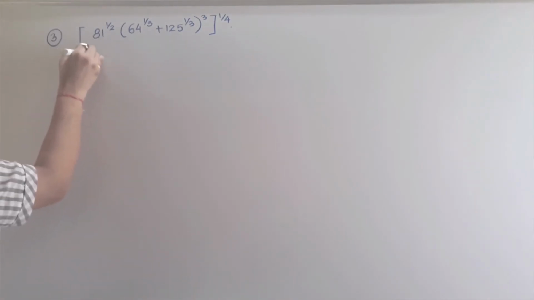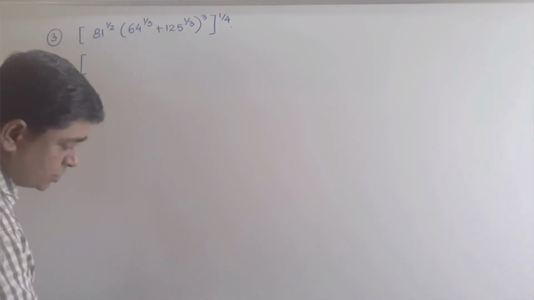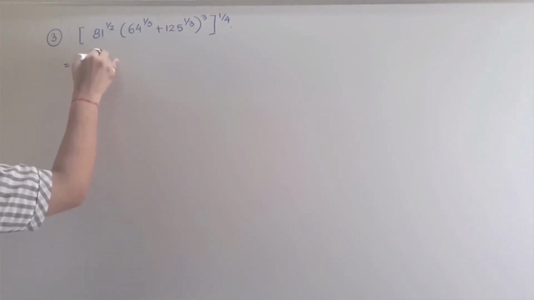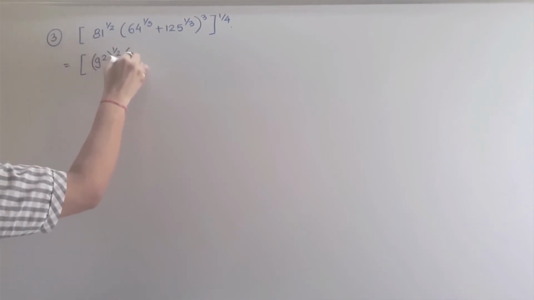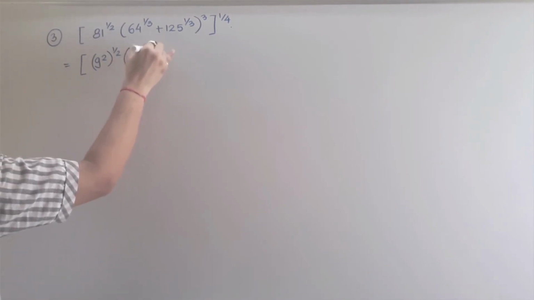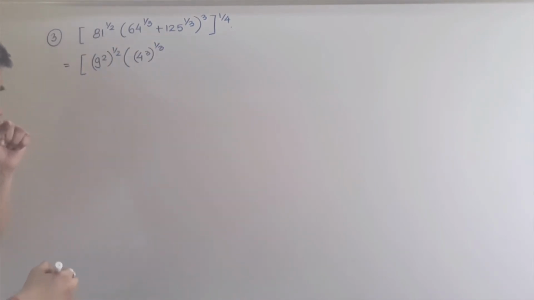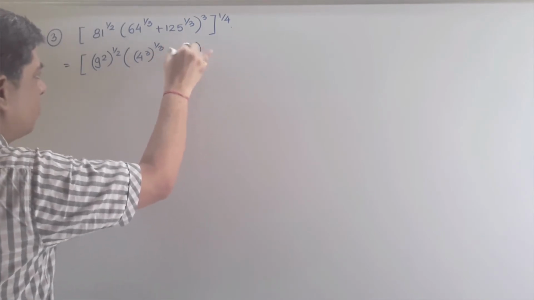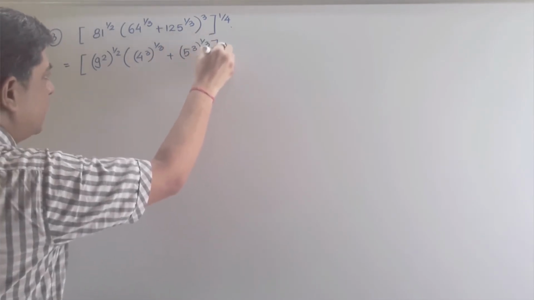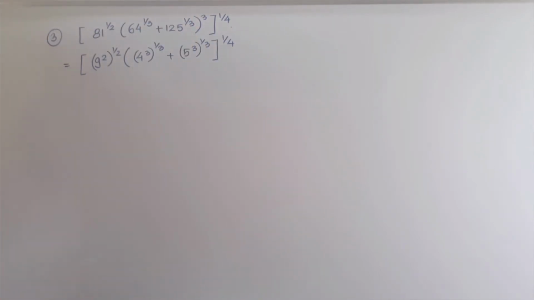First of all, I am writing here, once we can check the question, yes. So 9 to the power 2 whole power 1 by 2 in the bracket, this one I wrote 4 to the power 3 whole power 1 by 3 plus 5 to the power 3 whole power 1 upon 3, okay, and this 1 upon 4 power will be as it is. I just wrote them in the form of prime factors as per the requirement.